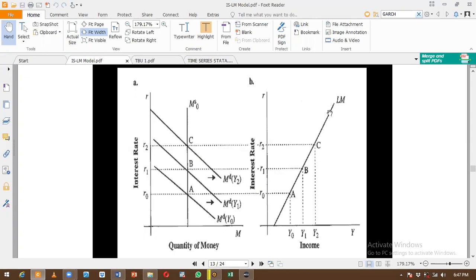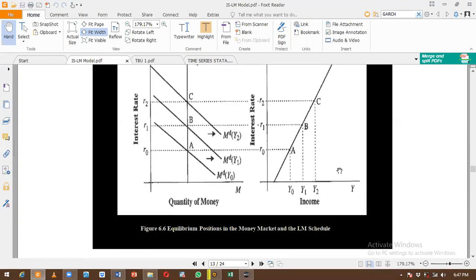So the locus of points through these equilibrium points in the money market gives us the LM schedule or LM curve. This is how we derive the LM curve. Any question?